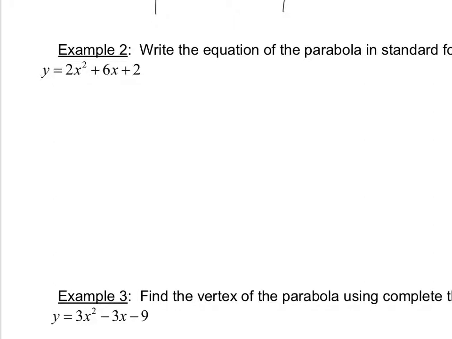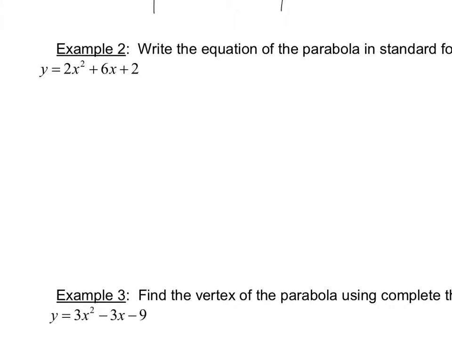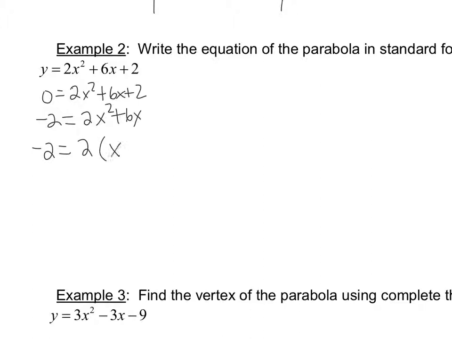So here, this is going to be a little bit trickier, but what we got to do is 0 equals 2x squared plus 6x plus 2. Subtract the 2 over. Now you can't divide, you just have to factor out the 2. You cannot divide, it won't be the same graph if you divide. But you have to factor out the 2.